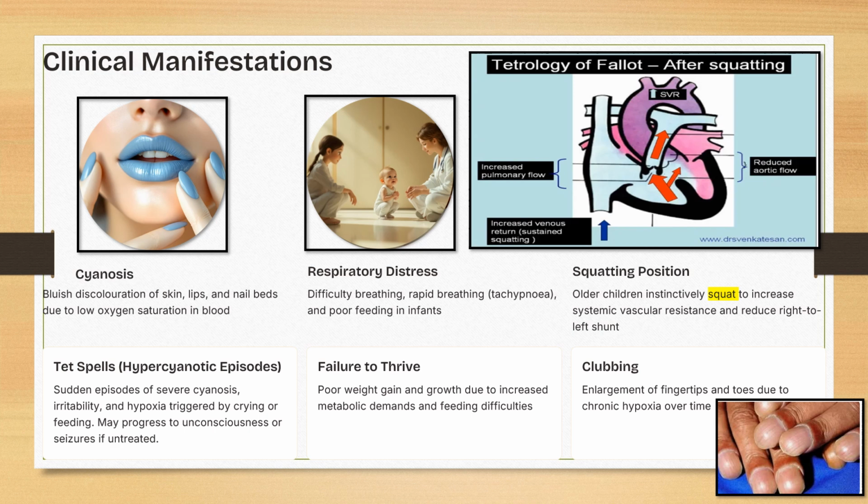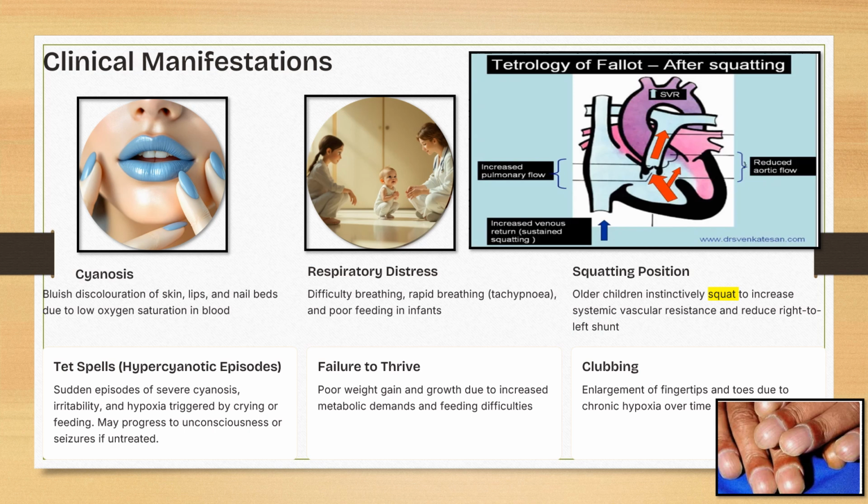So automatically older children, especially older children, sit in the squatting position. So what happens in the squatting position? Because of this squatting position, the pulmonary blood flow increases. And the aortic blood flow will be reduced. Generally when we squat, the aortic blood flow is reduced. So this is what older children do.